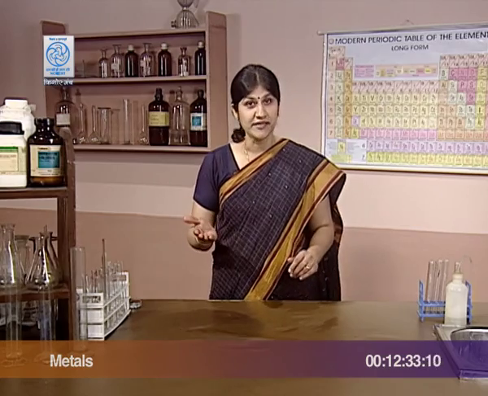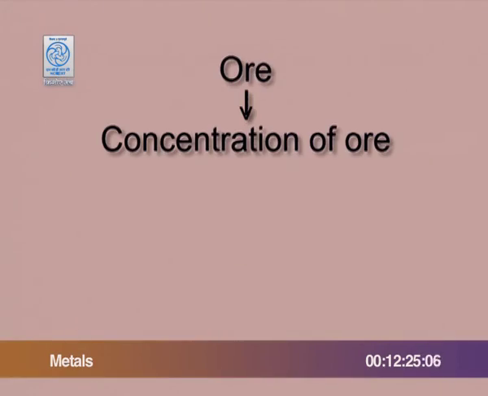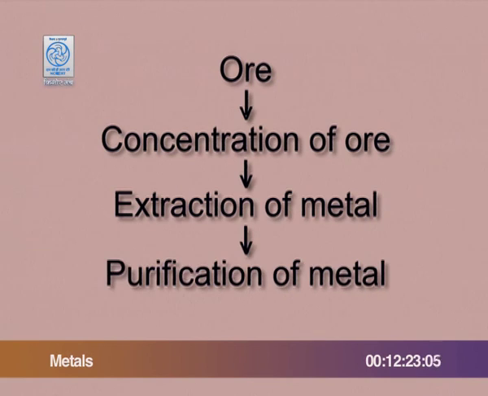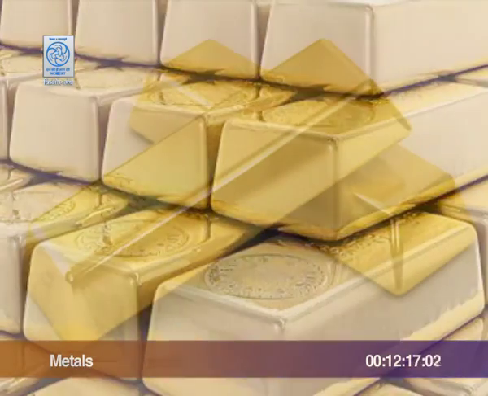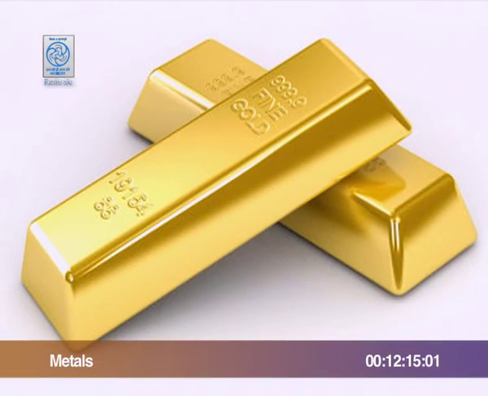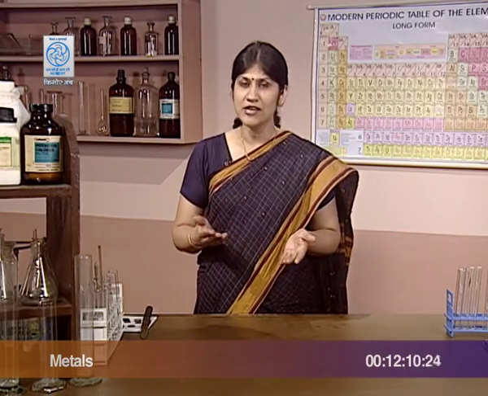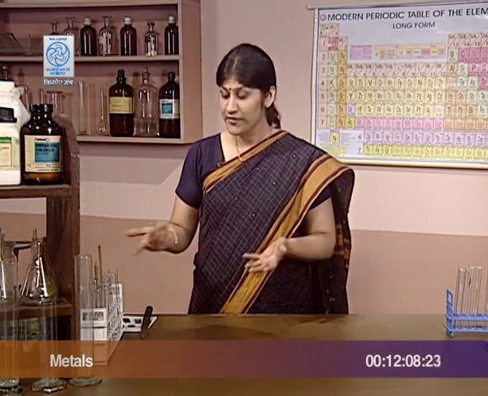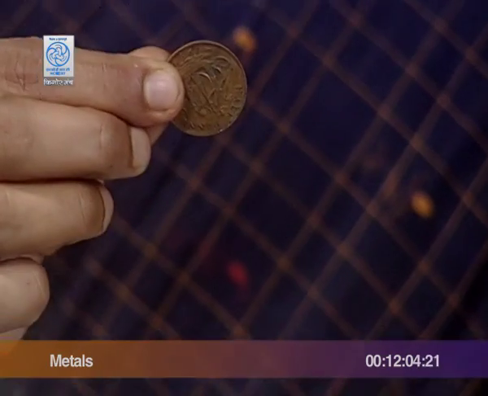To obtain a metal in pure state from its ore, a process involving several steps is followed. After processing, the metals are obtained in pure form. We know that metals in their pure state have luster. Isn't that so? Then why is it that these metal pieces appear so dull?